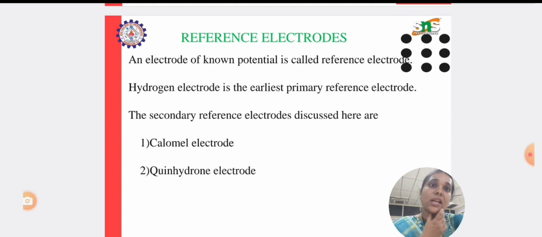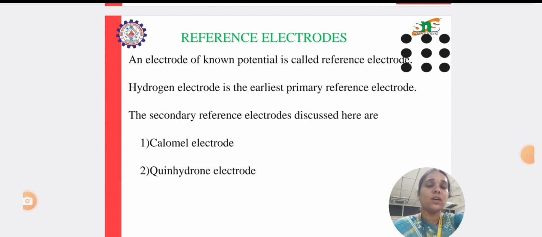The hydrogen electrode is the earliest primary reference electrode. The first primary reference electrode we took was the hydrogen electrode. As for the secondary electrode, nowadays we are using the calomel electrode as the main reference electrode.